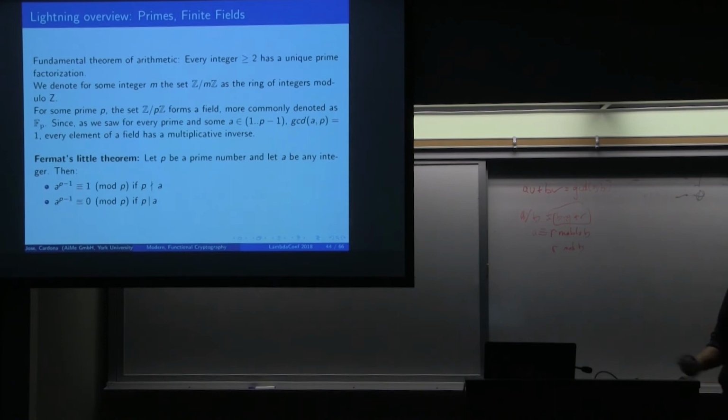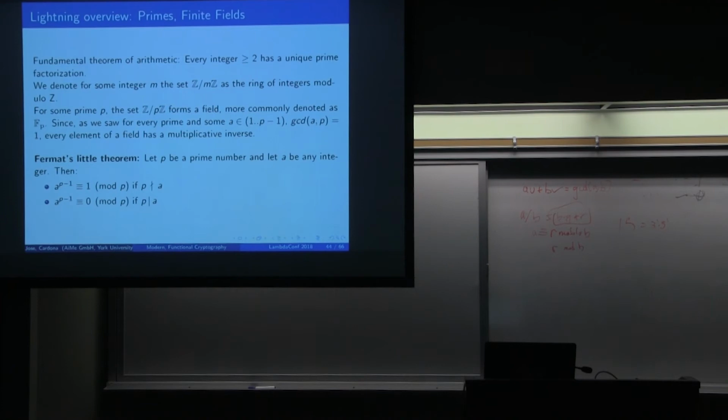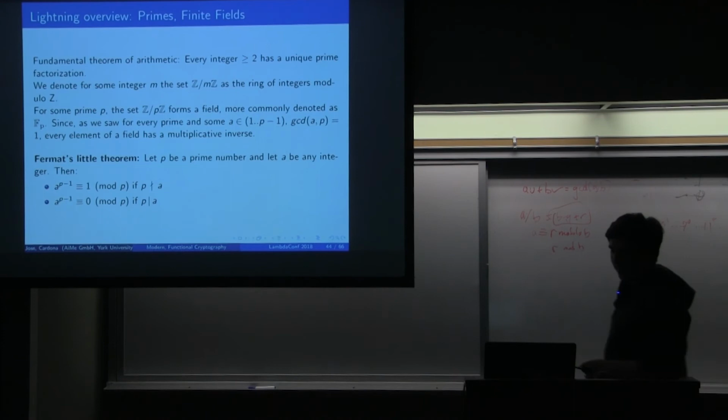So let's say 15. In terms of primes to some powers, 15 is 3 times 5, so 3 to the 1 times 5 to the 1. But the fundamental theorem of arithmetic is defined over all primes, so this equation actually goes 7 to the 0, 11 to the 0, and so on to infinity. We mostly care about the ones with non-zero exponents, and they're never going to have negative exponents. This will come in handy later when we see B-smooth numbers, but I'll get to that soon.